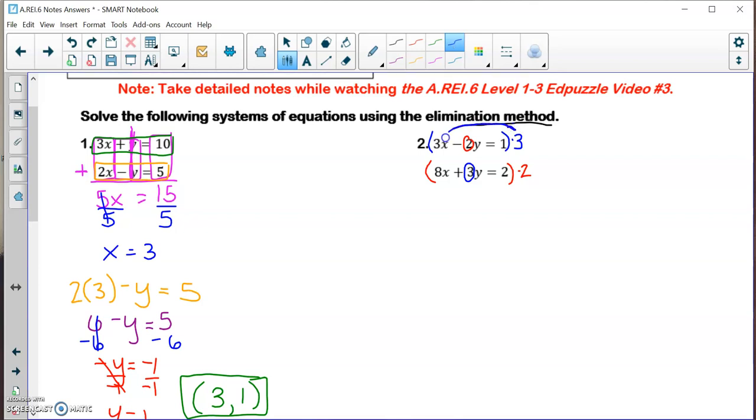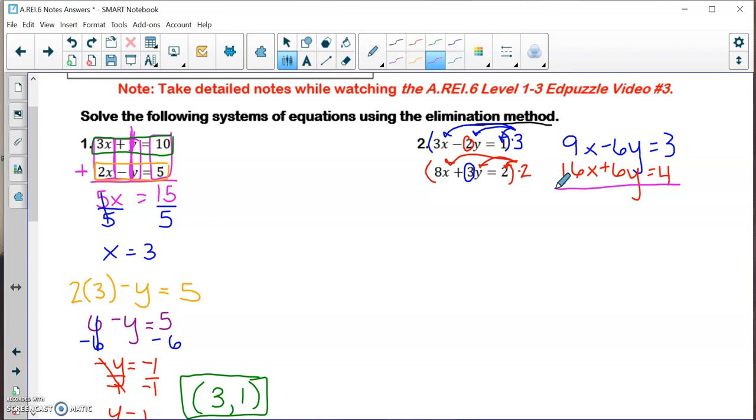So let's go ahead and multiply the top equation by 3. I wind up with a 9x minus a 6y is equal to a 3. My bottom equation, multiplying everything by 2, I wind up with a 16x plus a 6y is equal to a 4. And now if we look at my y variables, both of them have opposite coefficients. One's a -6, one's a +6. That's what we want.